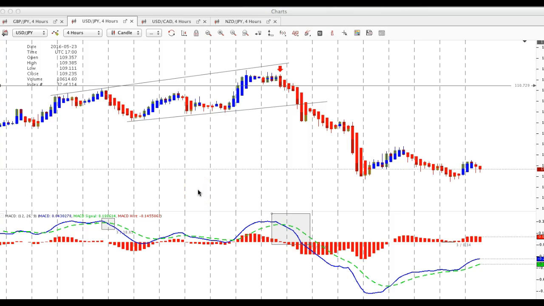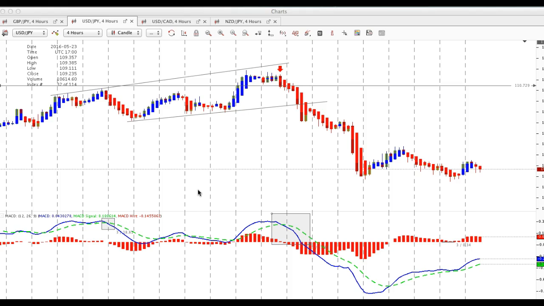Hi traders, it's Roberto, and this is the tutorial for the Heiken Ashi 4-hour chart strategy that I've been backtesting for many years, and so I thought I'd share it. So let me get started.